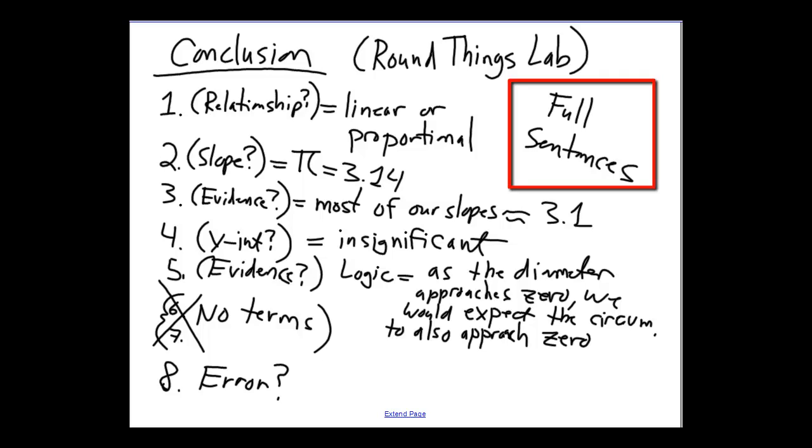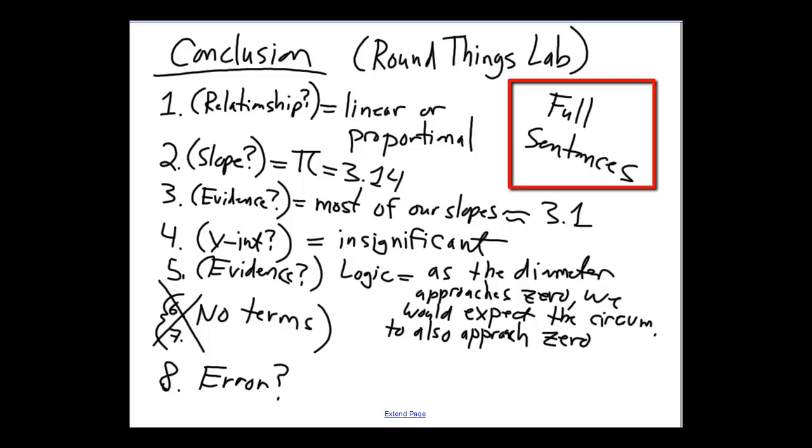Now, we just got done talking about that the slope should have been 3.14, and the y-intercept should have been 0, but nobody had those values exactly. And the question is, how come? How come nobody got those things spot on? Just like human error.